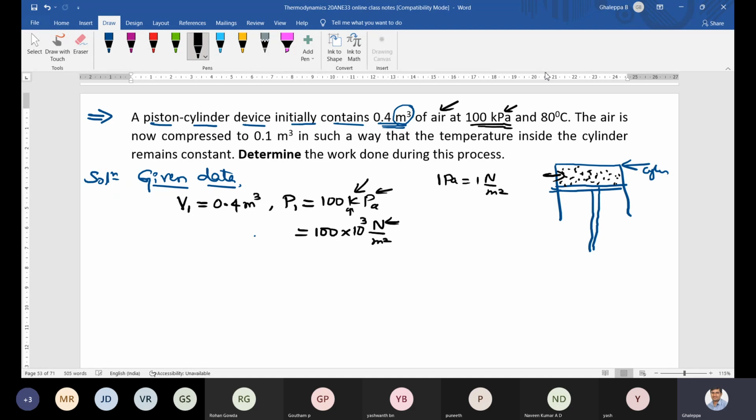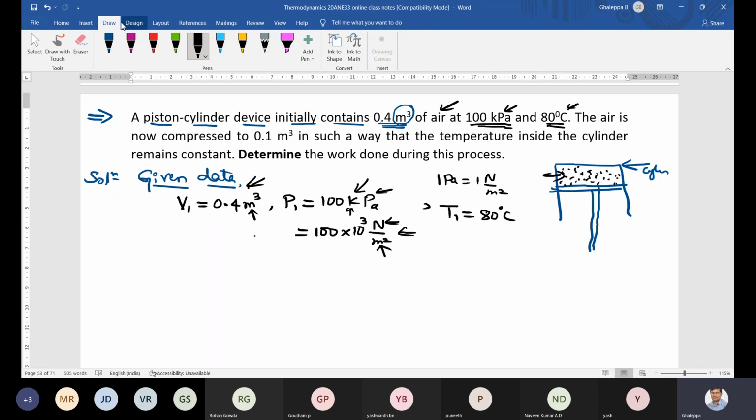Why I am writing in terms of Newton per meter square is because the volume is also in meter. All units should be homogeneous. Sometimes in the given numerical he will use centimeter cube, so you have to convert centimeter into meter. To confuse the students, some professors do such things. And 80 degrees Celsius means which value? Temperature. T1 is equal to 80 degree Celsius.